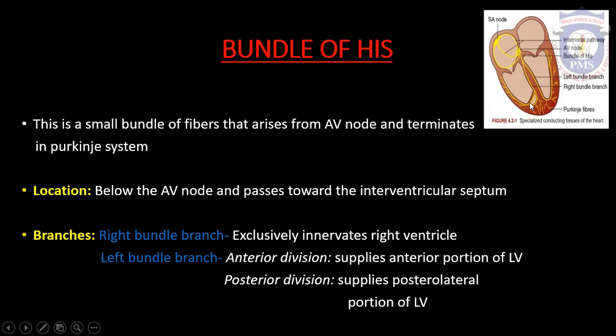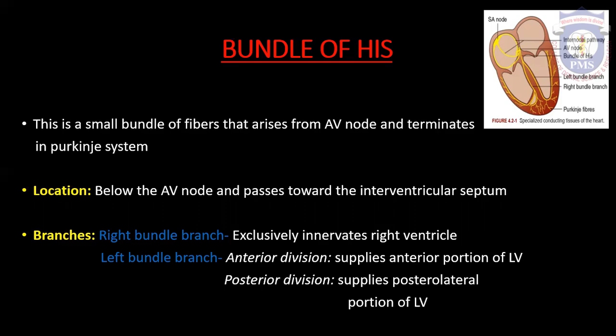Now it has certain branches like the right bundle branch and left bundle branch. The right bundle branch innervates the right ventricle and the left bundle branch innervates the left ventricle. The left bundle branch is further divided into anterior as well as posterior division. The anterior portion of the left ventricle is supplied by the anterior division of the left bundle branch, and the posterolateral portion of the left ventricle is supplied by the posterior division.